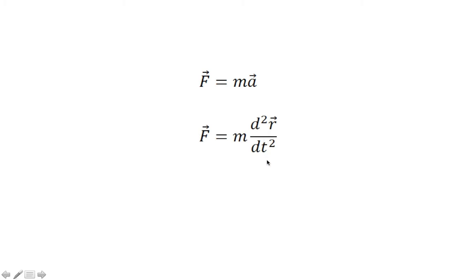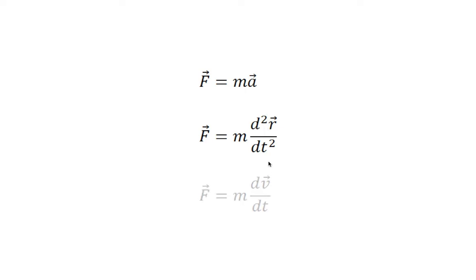We call this differential equation an ordinary differential equation. If it contained partial derivatives, then it would be a partial differential equation. This is also a second-order differential equation because it contains the second derivative of r.